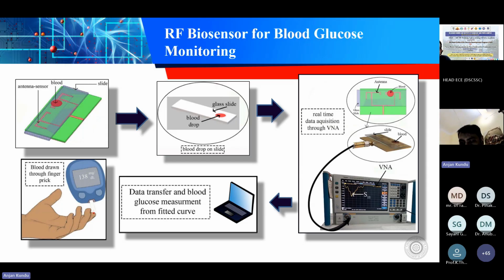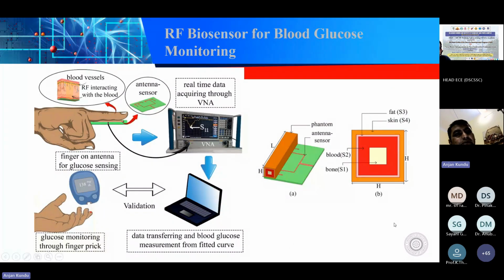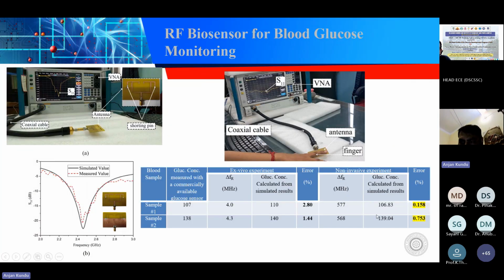So this research is going on, and some has already been done. For this sample, my blood was 107, and the reading came out as 110. The error is 2.8%. This is the clip, and the result is this one. 107 is the reading of the commercially available glucometer on my blood at that time, and 106.83 is the glucose level measured by my instrument.